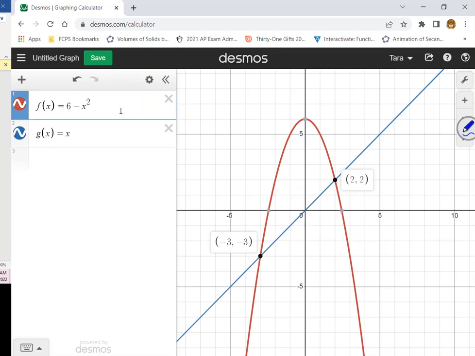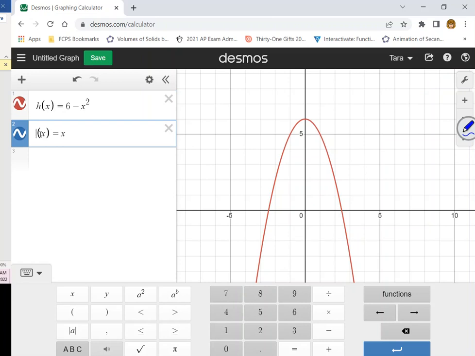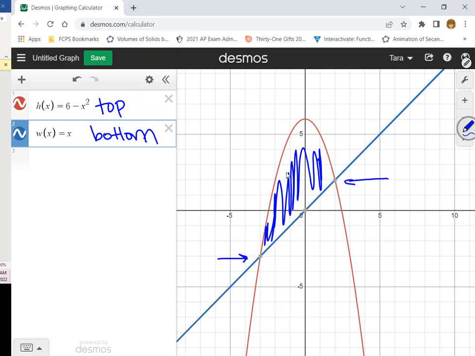If I hadn't given you the graph, if I just gave you these two functions, and let's say I gave you just random letters, so you can't assume who's on the top or who's on the bottom, you would have to graph this, and through the color coding, you can very clearly see this is the region I want. This guy's the top guy. This guy's the bottom guy. And I've got those 2 points.